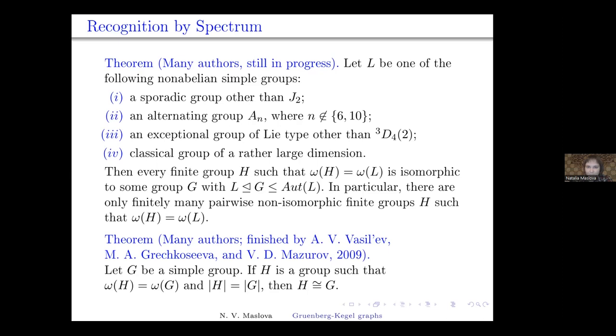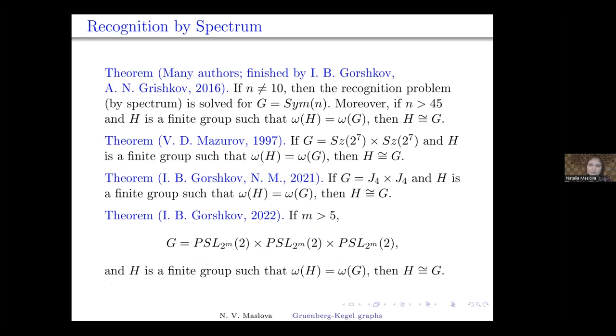And what about our results? There are examples of almost simple but not simple groups which are recognizable by spectrum. And there are some results about recognizability by spectrum of groups with non-trivial solvable radical. The first example was by Viktor Danilovich Mazurov 25 years ago. And recently Ilya Gashkov and I have proved one more example.